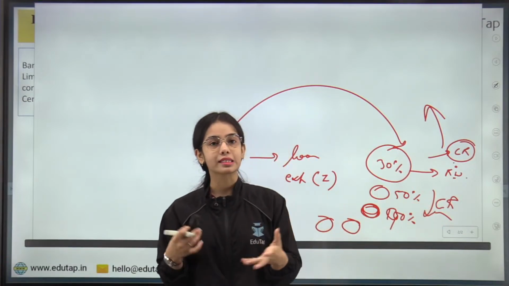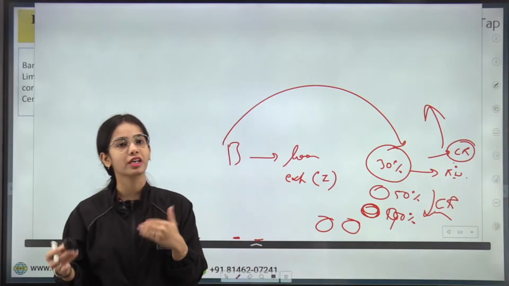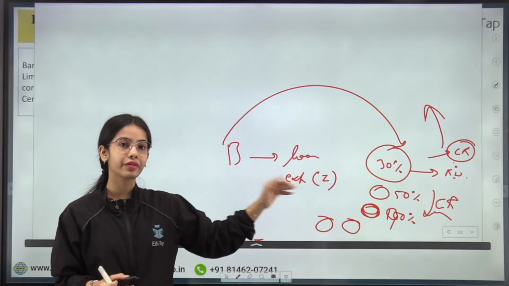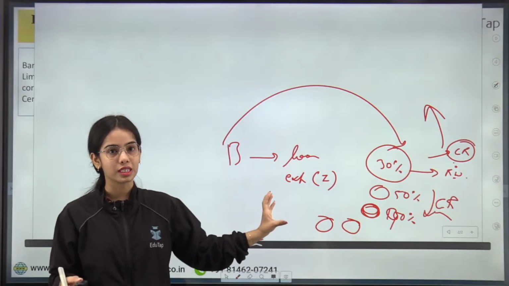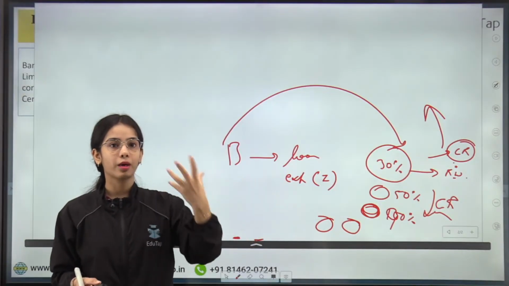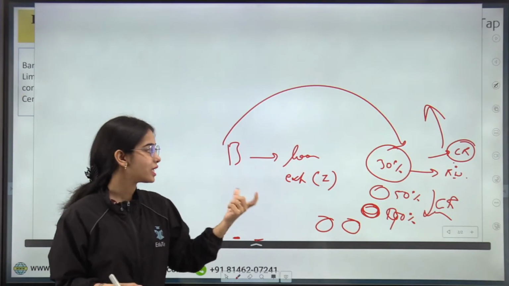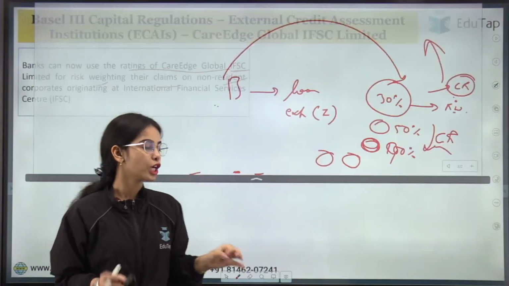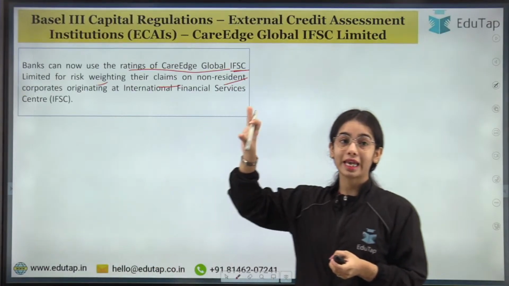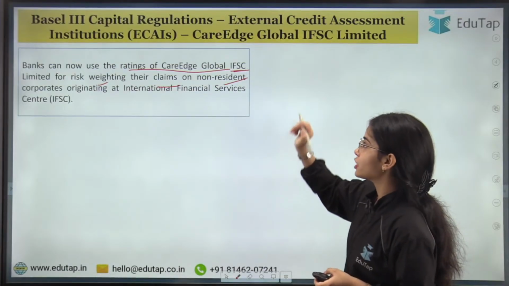Okay, so the banks decide the risk weight on the basis of the credit rating also. Now, who gives the credit rating to the banks? There are credit rating agencies that are approved by the Reserve Bank of India. They give the credit rating to the banks. Recently, the banks can now use the ratings of CareEdge Global IFSC.